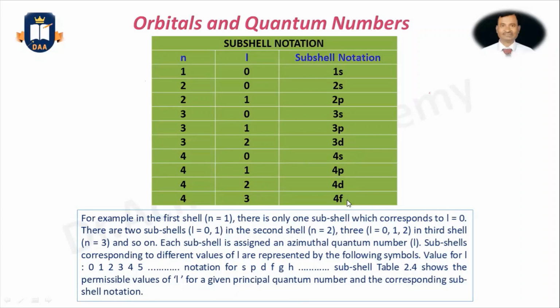So with this, I hope you understand very clearly the relation between quantum numbers and orbitals, and how quantum numbers determine the size and shape of an orbital in atoms.